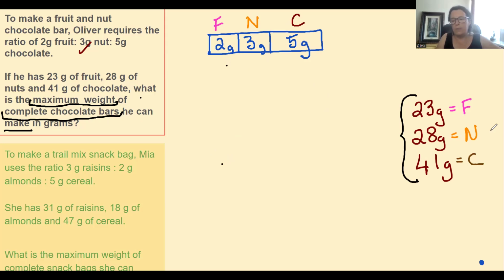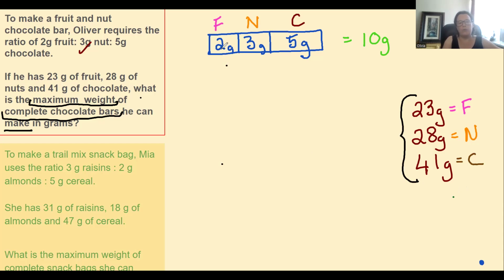Before we continue, how much does one chocolate bar weigh? Well, we've got 5 grams, 3 grams, and 2 grams. So that weighs 10 grams. And we'll use this later. So let's find out, first of all, how many chocolate bars can Oliver make?